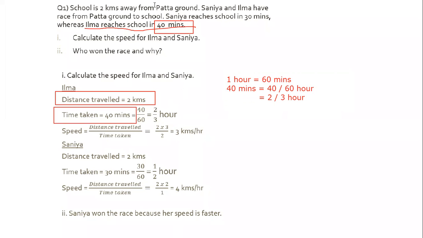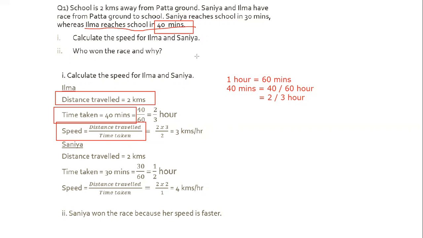Now we will apply the formula. What was our formula? Our formula was speed is equal to distance traveled by time taken. Now what is our distance? Our distance is 2. And what is our time? Our time is 2 by 3.